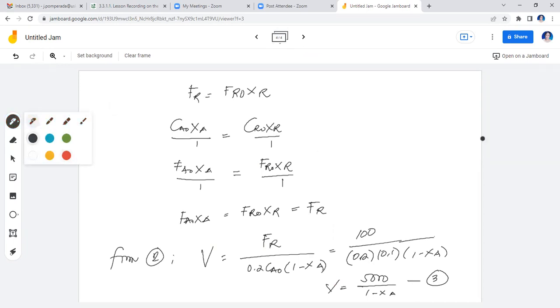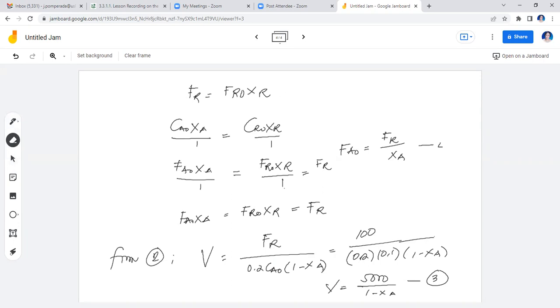So we'll have FAO is equal to, from here, remember this one is F sub R. FROXR is F sub R. So FAO is equal to F sub R over XA. You transfer XA here, and this FROX sub R is F sub R. So this is the equation.